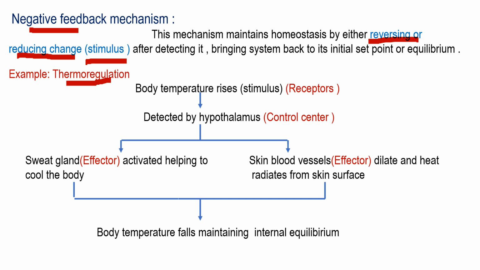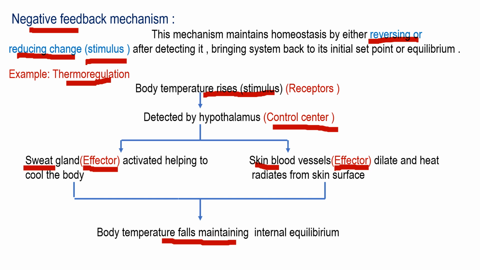When body temperature rises, that is the stimulus, then it is detected by thermoreceptors, and these receptors send a signal to the control center, that is the hypothalamus, and the hypothalamus sends signals to effectors that generate an appropriate response to maintain an equilibrium. These effectors are sweat glands and skin blood vessels. Sweat glands produce sweat that helps in cooling the body, and skin blood vessels dilate and heat radiates from the skin surface. Then finally body temperature falls down and homeostasis is maintained.